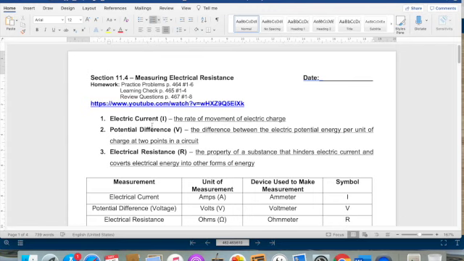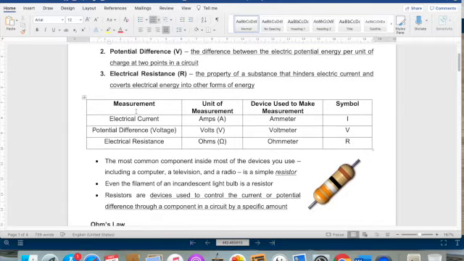The rate of movement of electric charge. Potential difference or voltage is the difference between the electric potential energy per unit of charge at 2 points in the circuit, right? Electrical resistance, the property of a substance that hinders electric current and converts electrical energy into other forms of energy. How do we measure each of these?